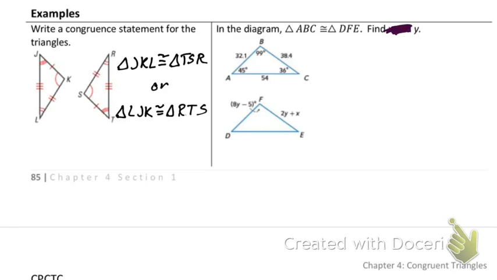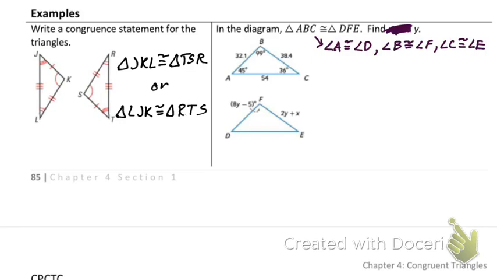So if they give you ABC is congruent to DFE, we're going to pull some facts out of there. We know that angle A is congruent to angle D. We know angle B is congruent to angle F. And finally, we know angle C is congruent to angle E. That's really important information, and here's a little trick for you guys. When you get information, write it on your drawings. It's going to save you time later.